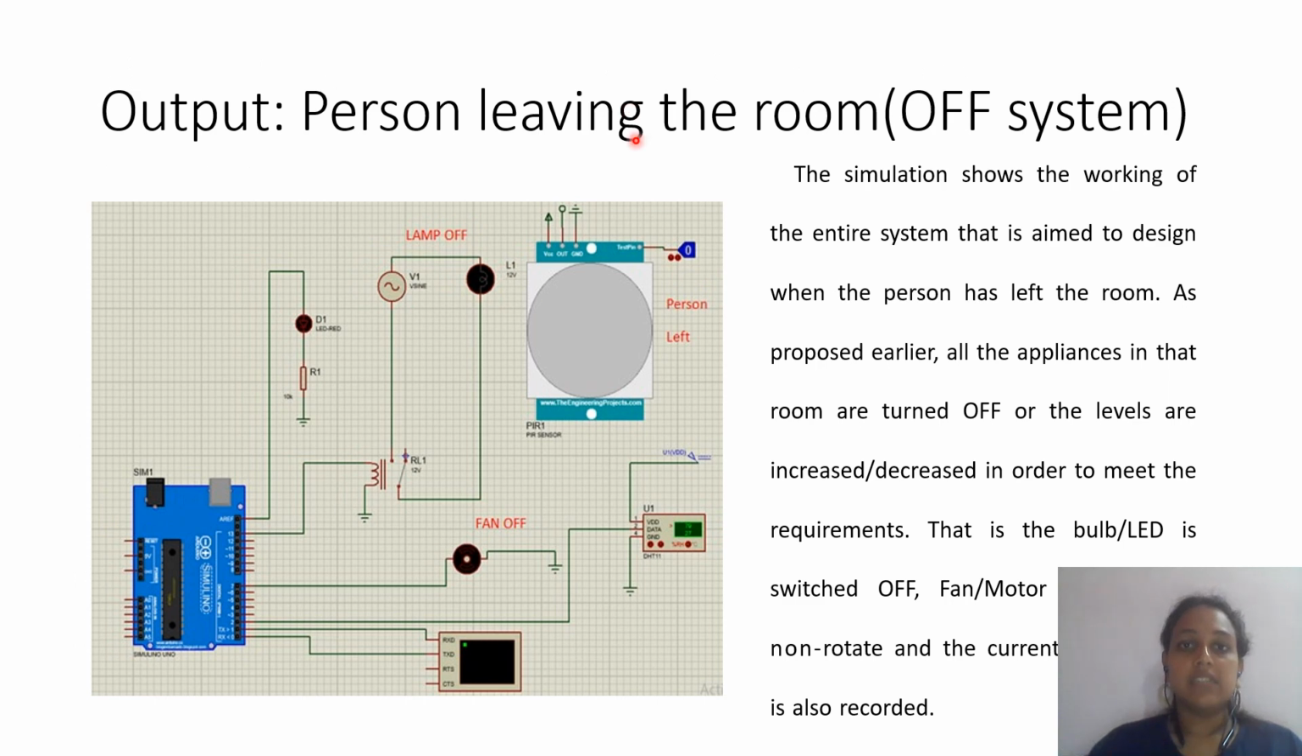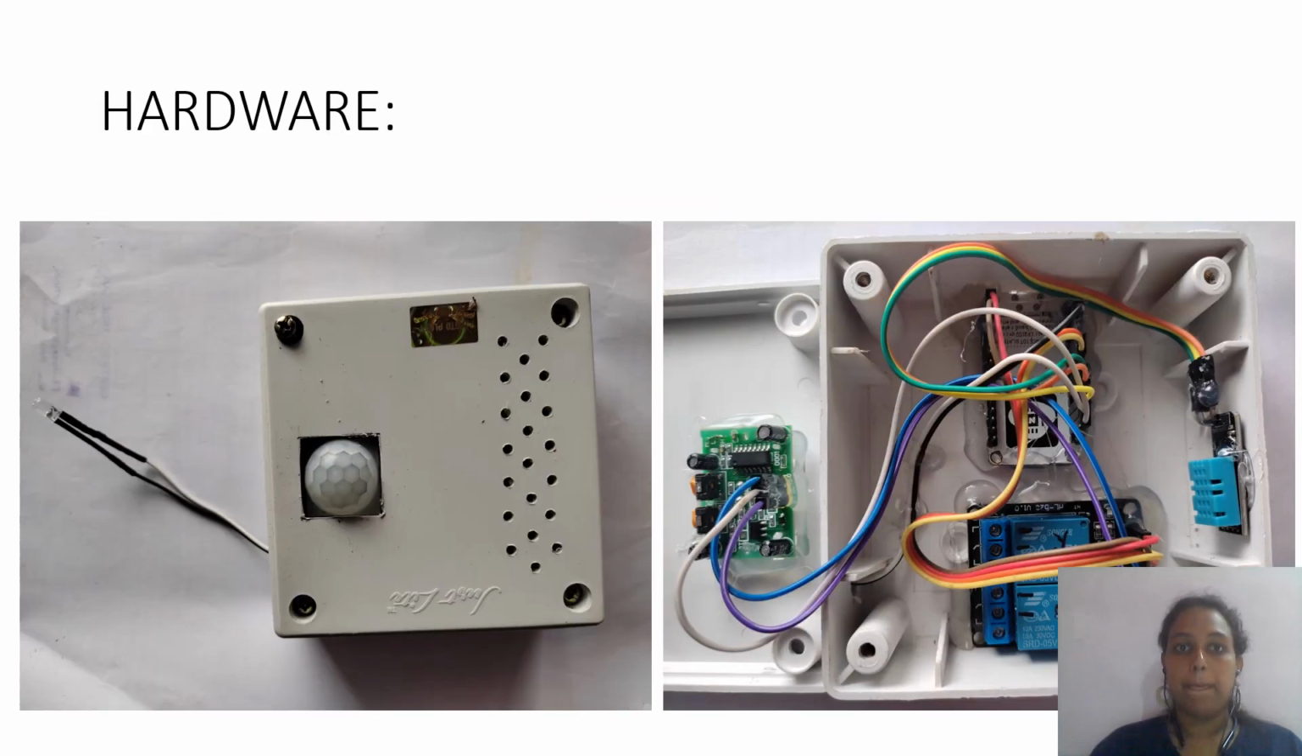In the second case, when the person is leaving the room, the logic state has turned to 0, indicating that the person has left the room. Hence, the lamp and the fan are turned off. So that was my simulation part.